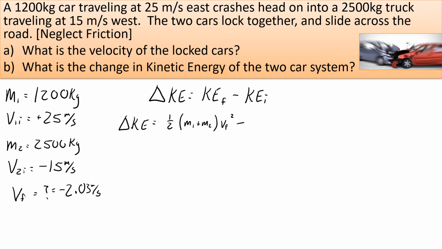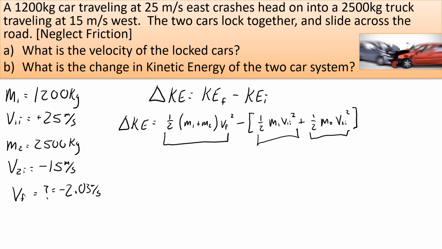The initial kinetic energy is the sum of 1/2 m1 v1i squared. So the car had some initial kinetic energy plus the kinetic energy of the truck, 1/2 m2 v2i squared. All right. And not only is the velocity being squared so the negative number goes away, but remember, energy is a scalar quantity. This car has some kinetic energy. This car has some kinetic energy. You add them together, that's the total kinetic energy.